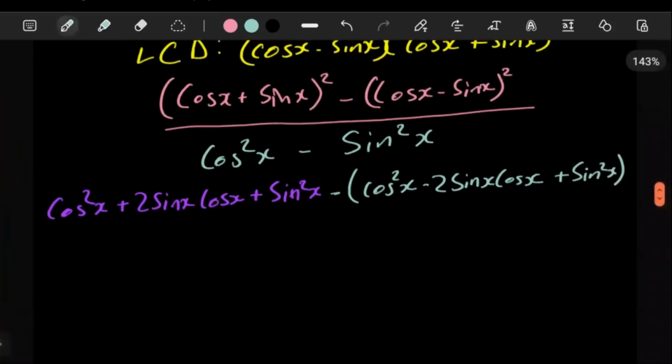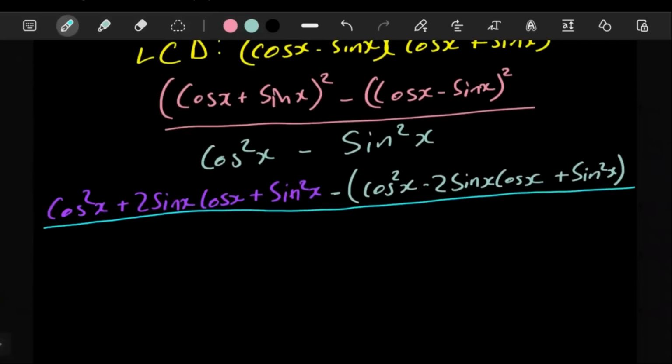So what do we do now? We have the bottom part here, the bottom part over there. So this is like cos squared x, sine squared x.